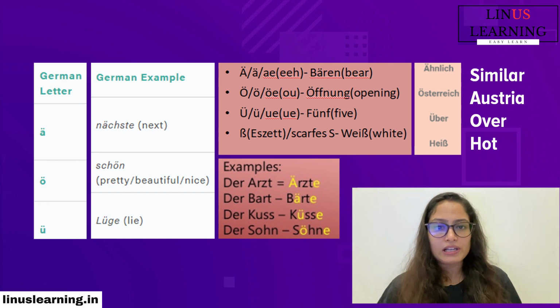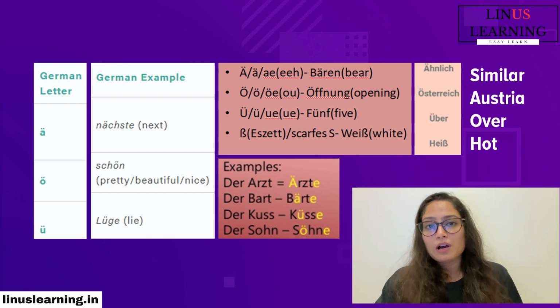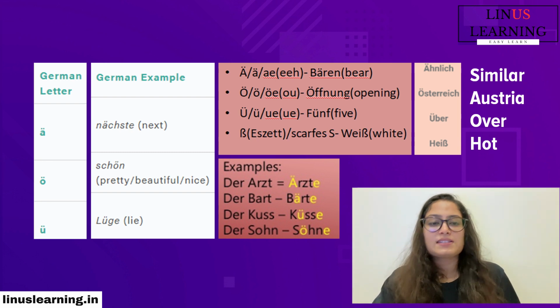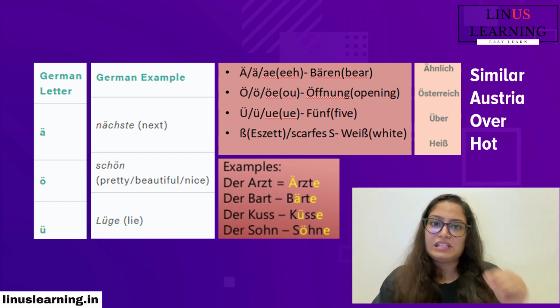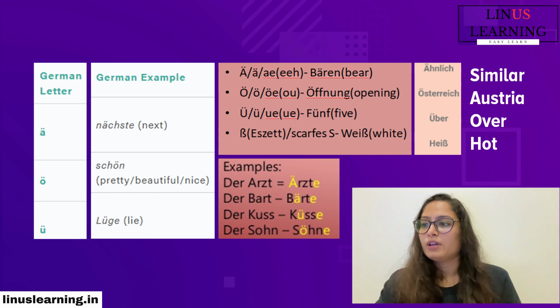Öl means oil. Okay, Ü, U umlaut, is Überraschung. Überraschung is surprise. Okay, or you can say Überraschung. Not exactly EU, it's like U. Okay, then let's see what we have next.